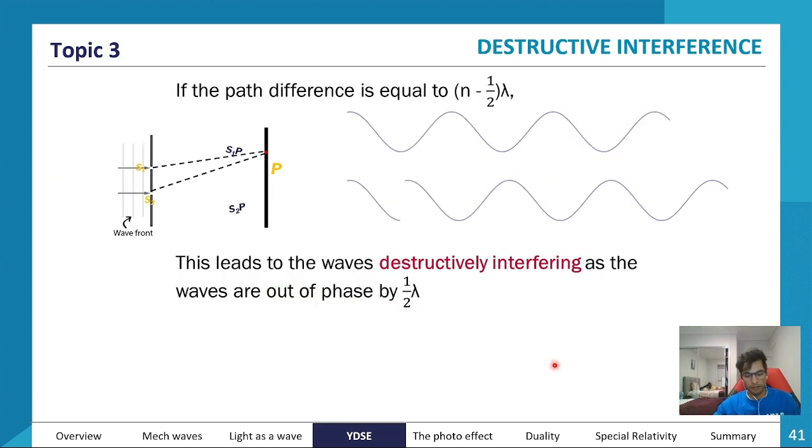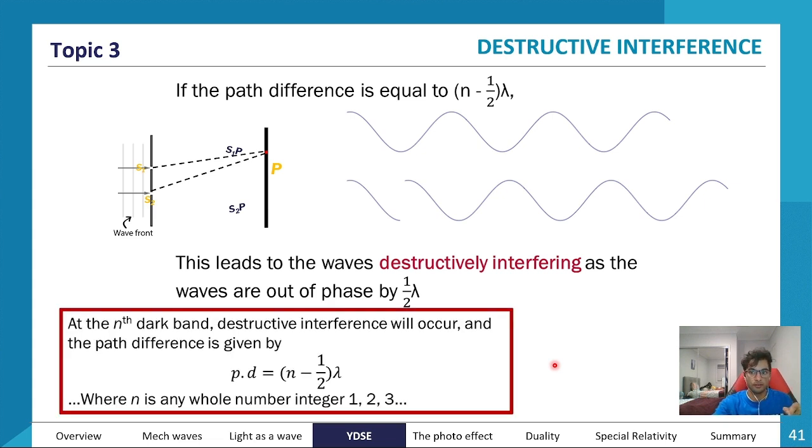The second thing that can happen is destructive interference. Again, let's say our wavelength is 2 meters. Let's say S1 has to travel 5 meters, and our S2 has to travel 8 meters. I think you can see where this is going. The path difference is essentially this number minus this number, so our path difference is equal to 3.